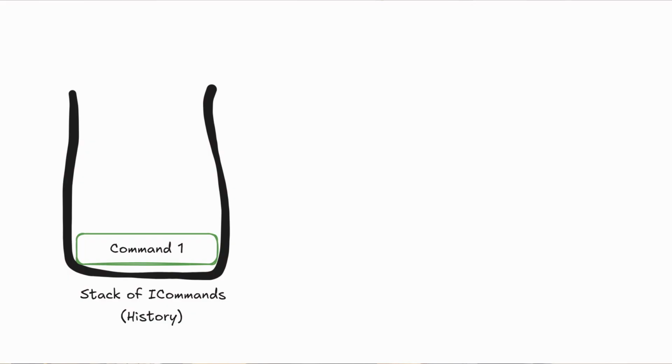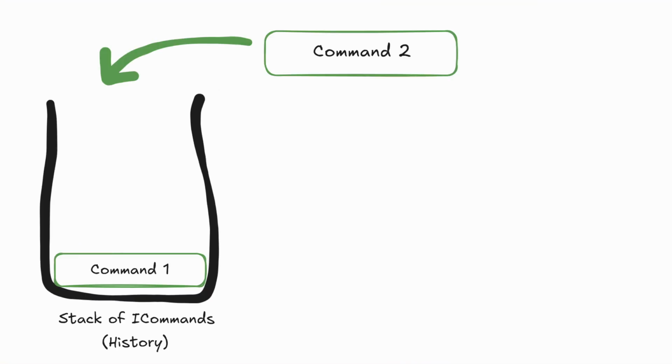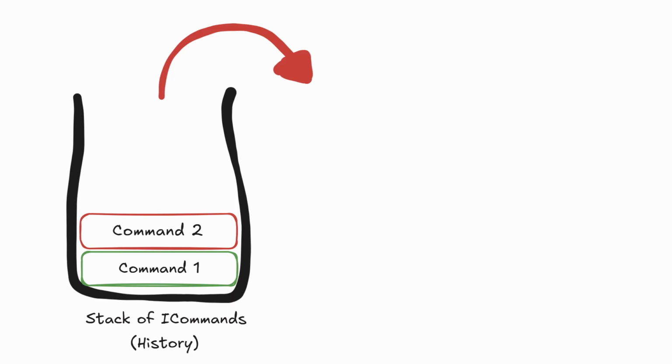The question is where the Ctrl Z actually comes in. Now imagine this, instead of executing commands and forgetting them, you store them. So ideally you can create a stack of ICommand and you can call it history. Every time a command runs, you push it onto this stack. Undo, pop the last command and reverse it. That's it, that's Ctrl Z. This is why experienced developers love this pattern.